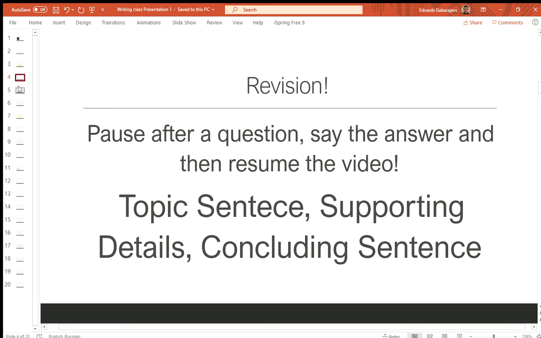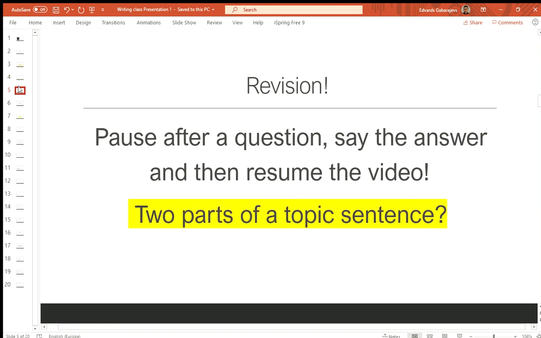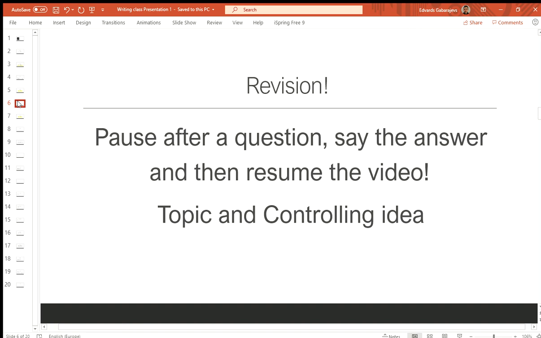Next question. 2 parts of a topic sentence. Topic and controlling idea. You were right, I hope. So, as you remember, we have topic sentence. The first sentence of a paragraph tells us what the paragraph is going to be about. It has the topic and the controlling idea.